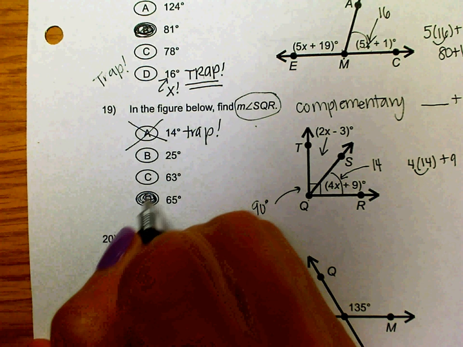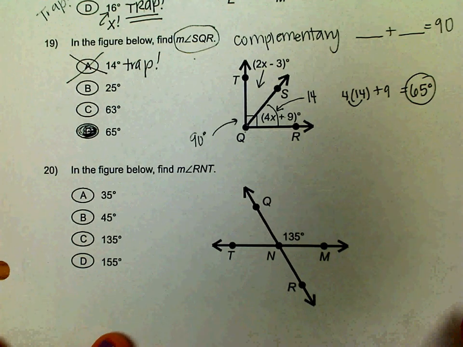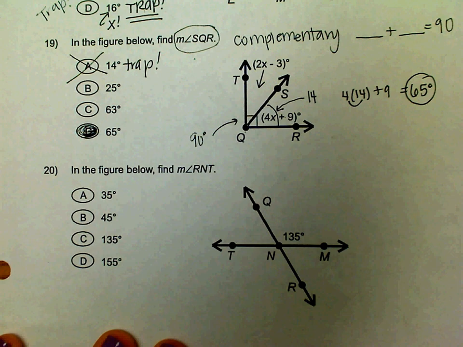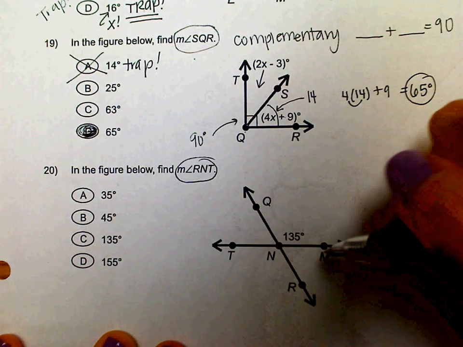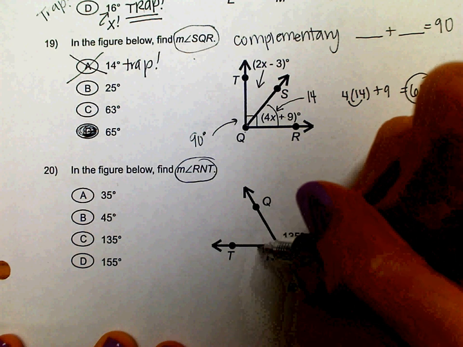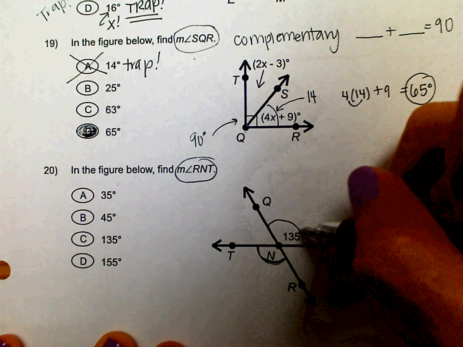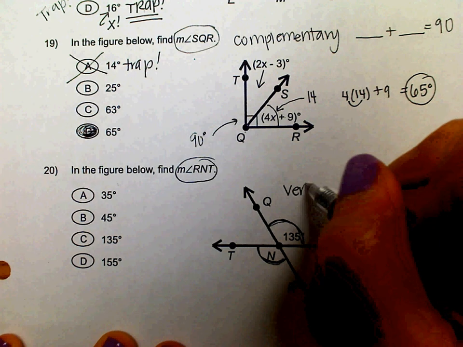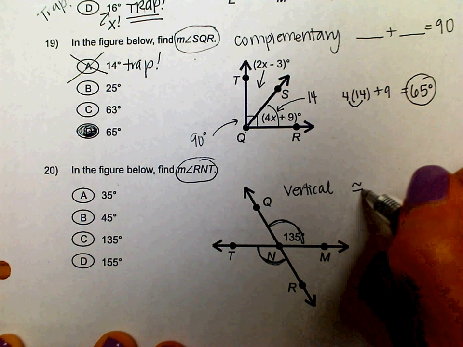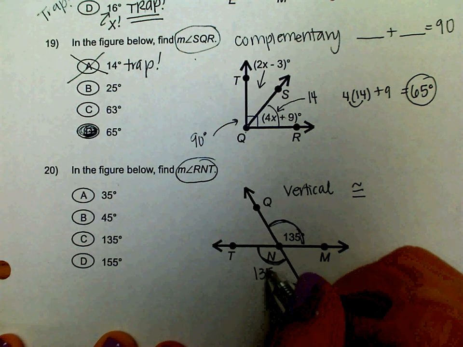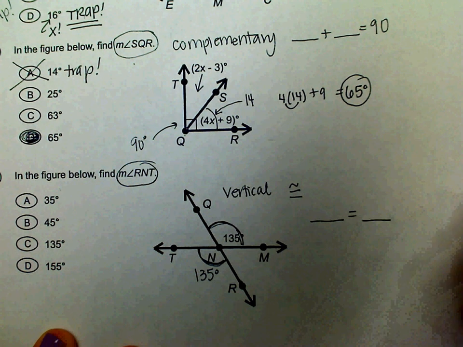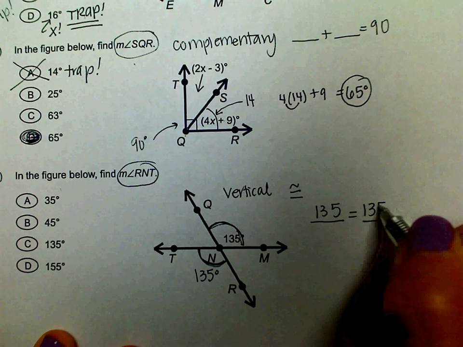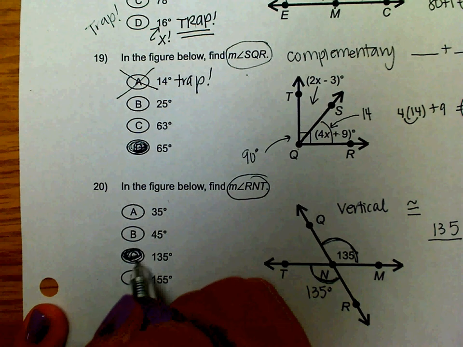Okay. Number 20. Now remember, if I'm going too fast, you have the opportunity to pause, rewind as much as you need. In the figure below, find the measure of angle RNT. Where is that? RNT. Okay, so this angle. Well, conveniently, it's across from the 135. That's vertical. And vertical angles are always congruent or equal to each other. So if this is 135, this is 135. If you want to know the method, you can also do blank equals blank, and then 135 has to equal 135. So the answer is C. That's like a 5-second problem if you recognize it.